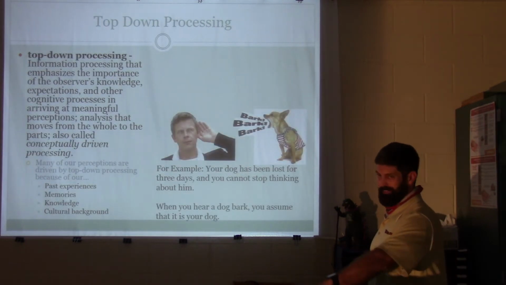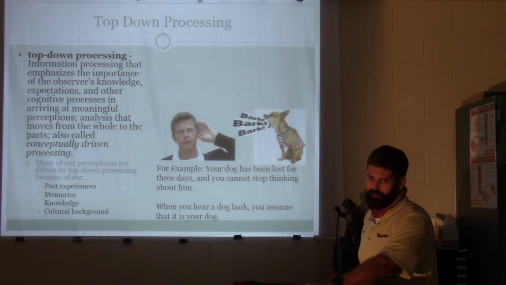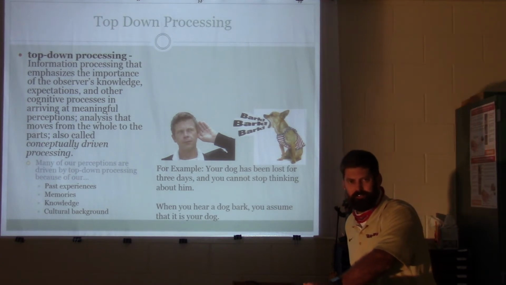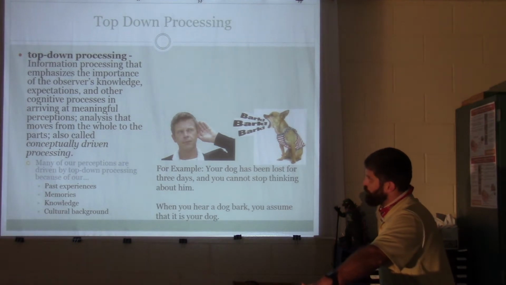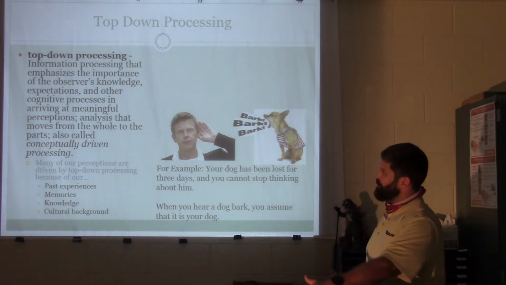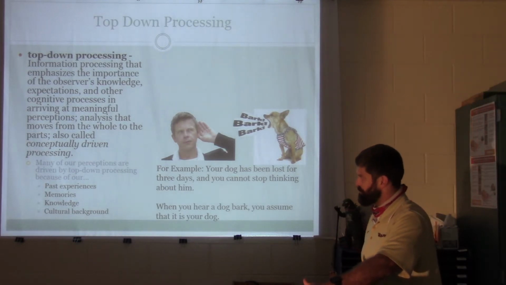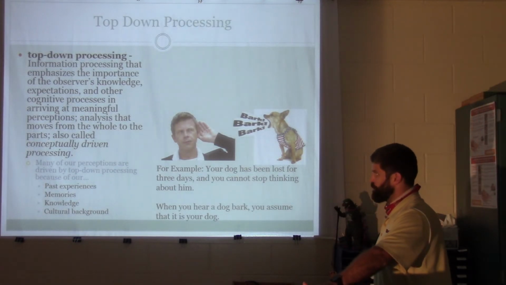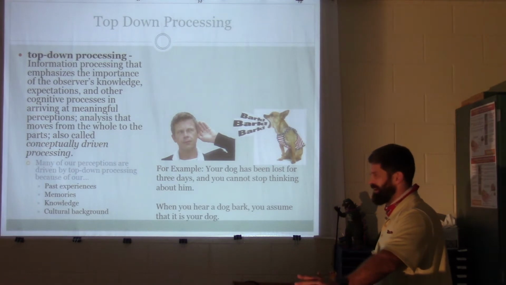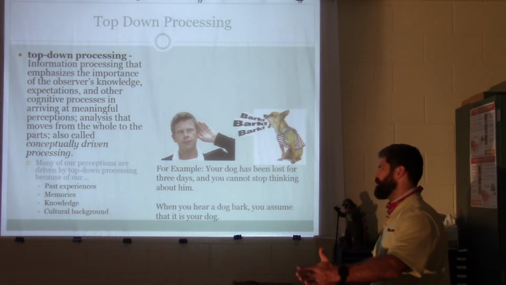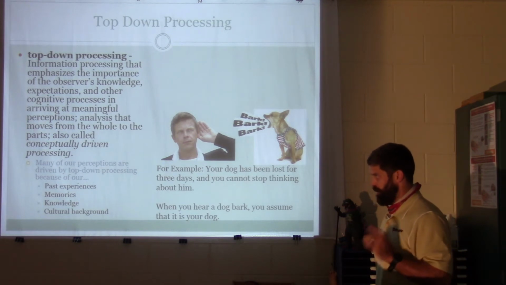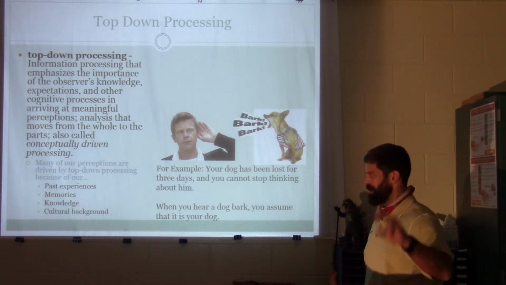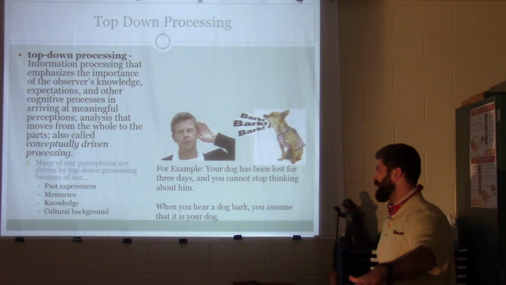So, top-down processing. This is what we do on a regular basis because we've been alive and experienced the world. Top-down processing emphasizes the importance of the observer's knowledge, expectations, and other cognitive processes in arriving at meaningful perceptions. Analysis that moves from the whole to the parts, it's also called conceptually driven processing. Many of our perceptions are driven by top-down processing because of our past experiences, memories, knowledge, cultural background.